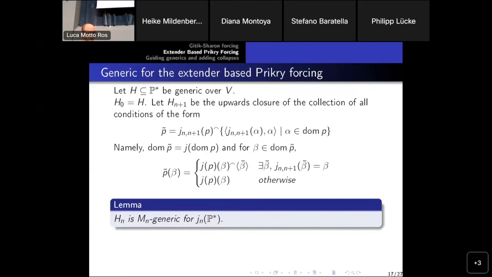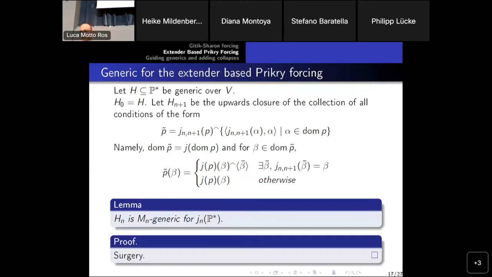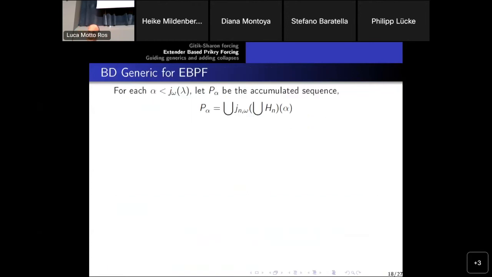And now it's not very difficult to see that if you have a dense open set in M_n, you can find a condition in any generic filter that is in this dense open set, such that every small modification of it will still be in this dense open set. Okay, so it's not really as difficult as you might think.